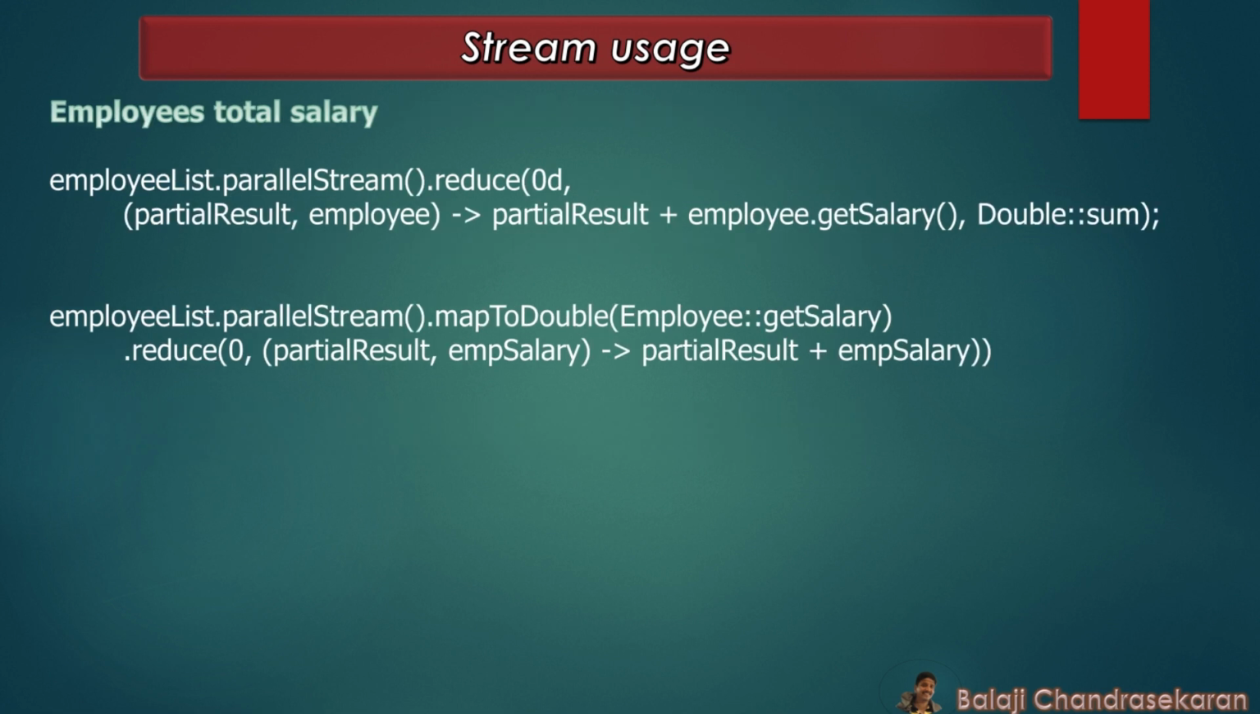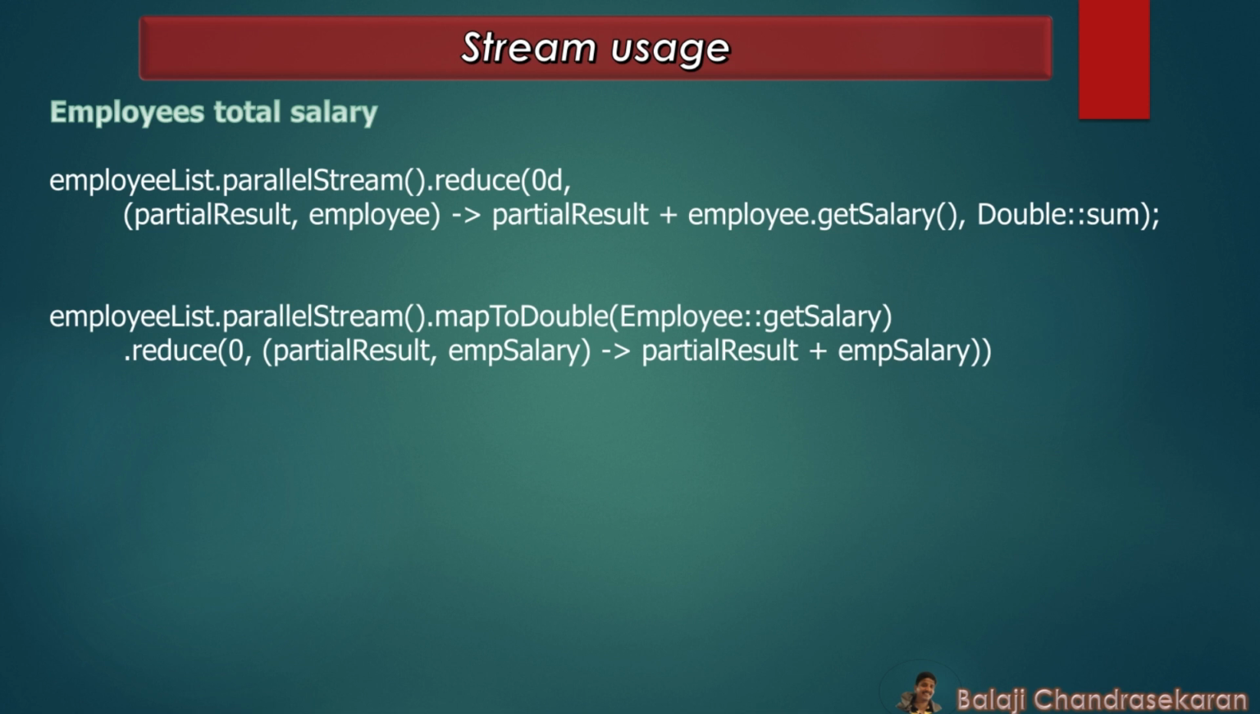In these two examples, we use the reduce method as a terminal operation. In the first example, the reduce operation takes three parameters. Here, the first parameter takes the initial value of the reduction, also known as the identity. In this case, it is a double value of 0. The second parameter is the accumulator function.